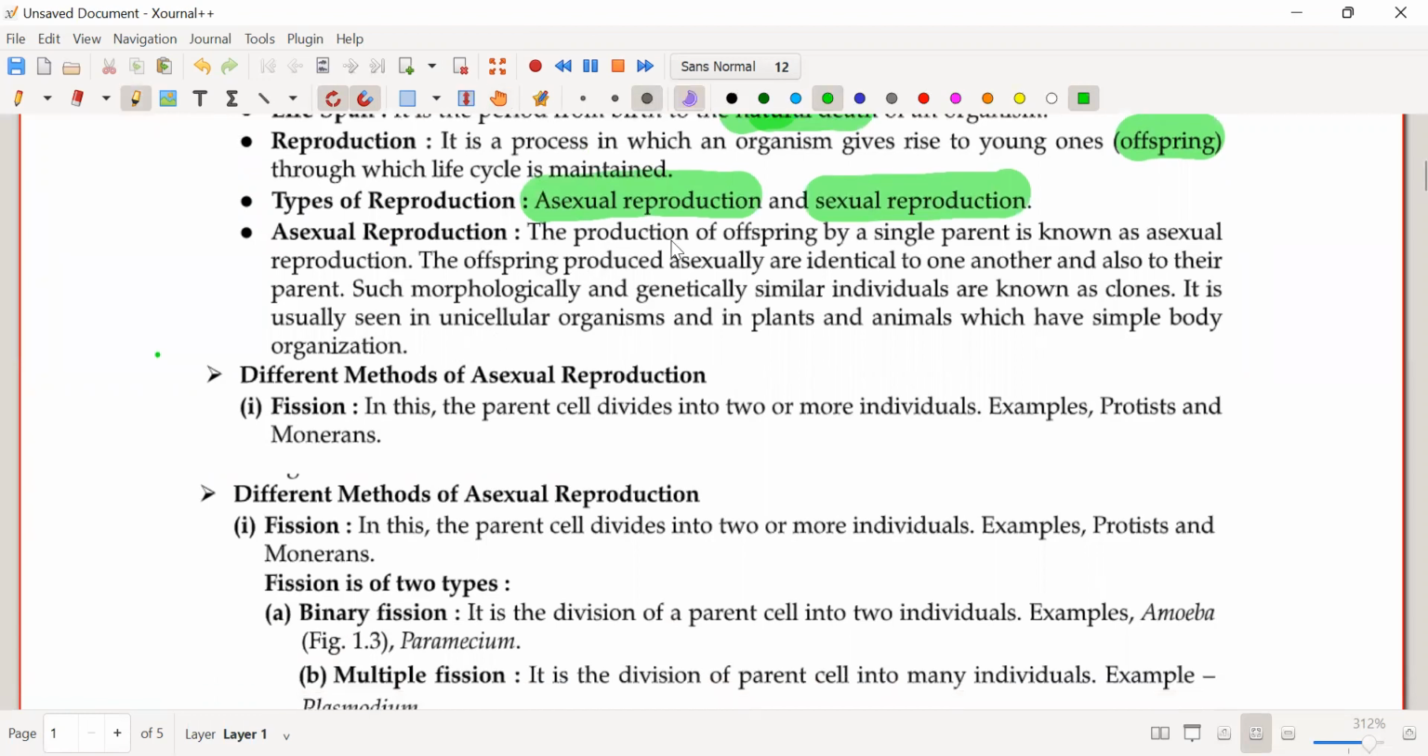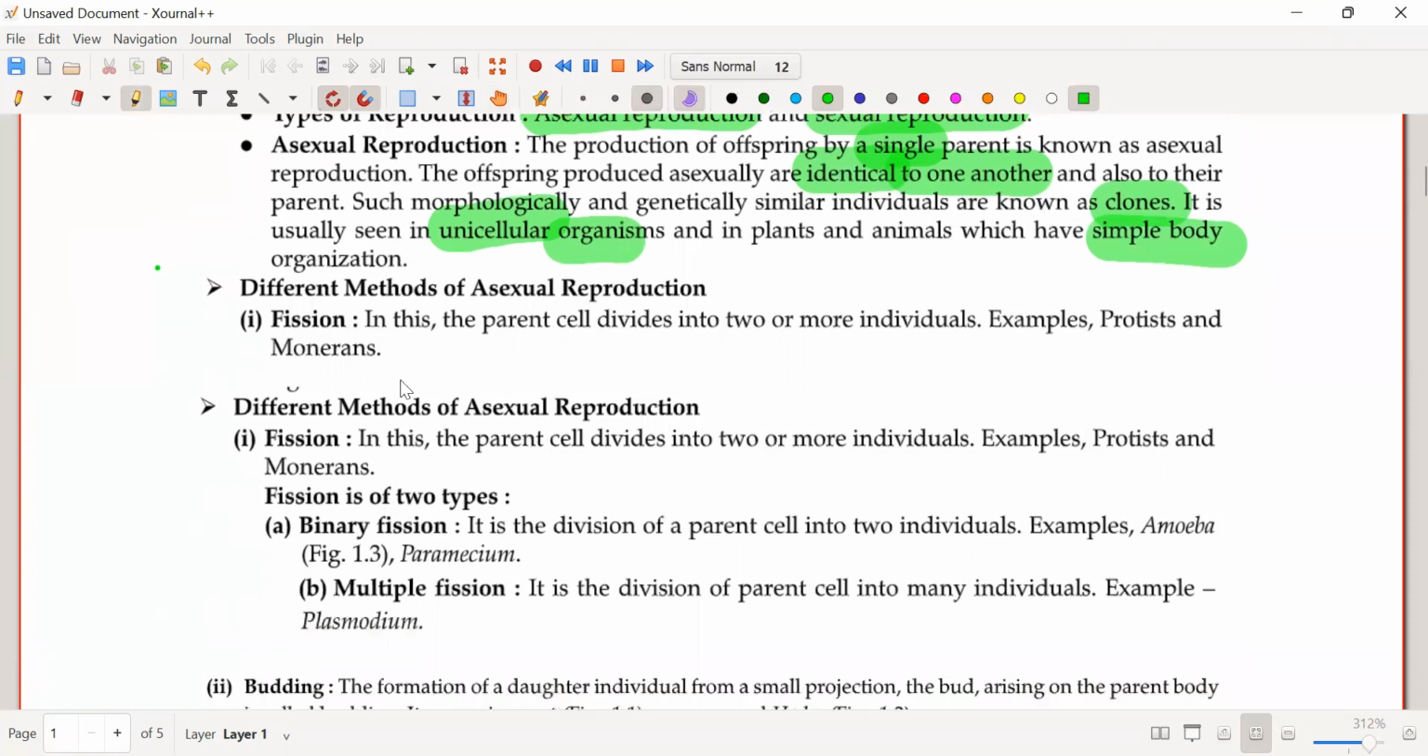Asexual reproduction. The production of offspring by a single parent is known as asexual reproduction. Single parent, highlight this. The offspring produced asexually are identical to one another, and also to their parents. Such morphologically and genetically similar individuals are known as clones. It is usually seen in unicellular organisms and in plants and animals which have simple body organization. Different types of asexual reproduction.